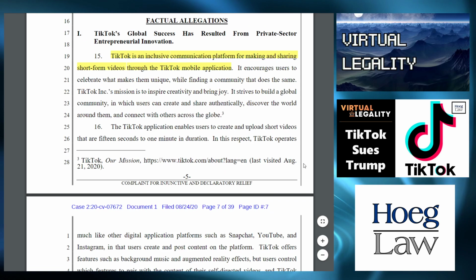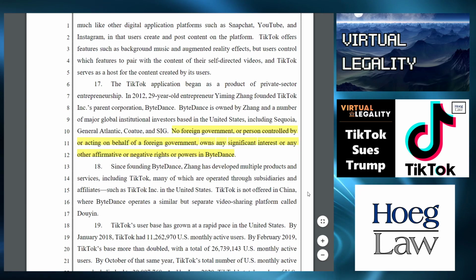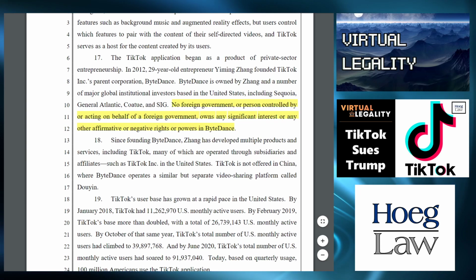TikTok's global success has resulted from entrepreneurial innovation. This is what we did. We built a big company. It should be lauded, court. TikTok is an inclusive communication platform for making and sharing short-form videos through the TikTok mobile application. Also worth noting, no foreign government or person controlled by or acting on behalf of a foreign government owns any significant interest or any other affirmative or negative rights or powers in ByteDance.